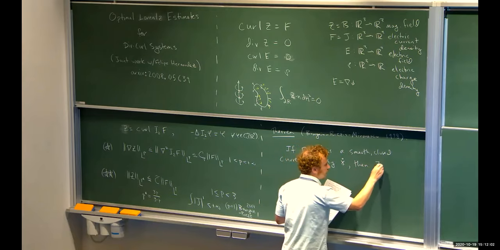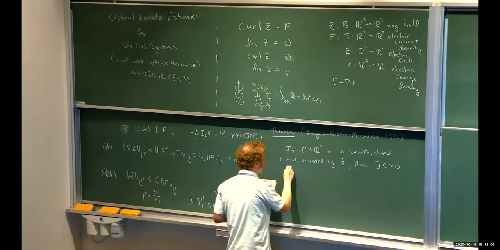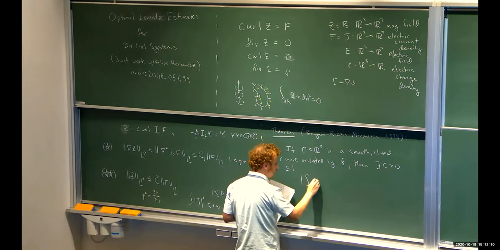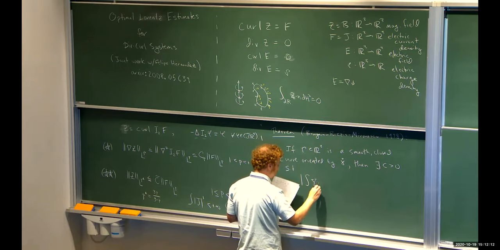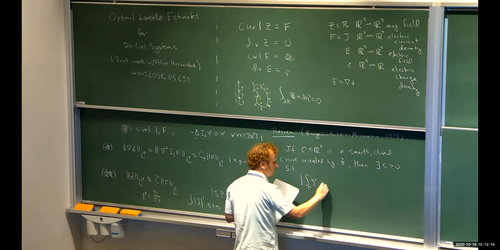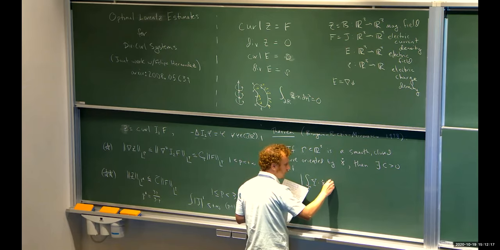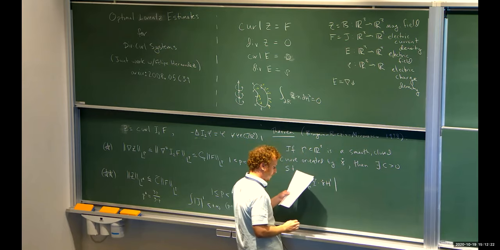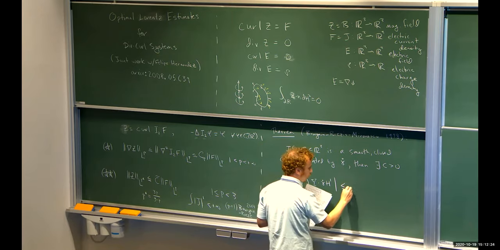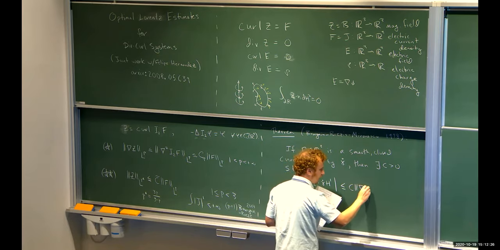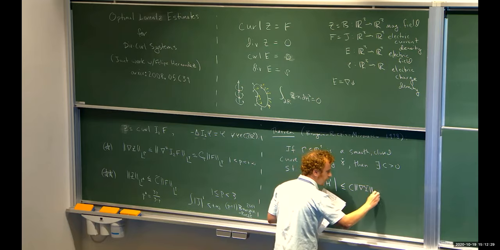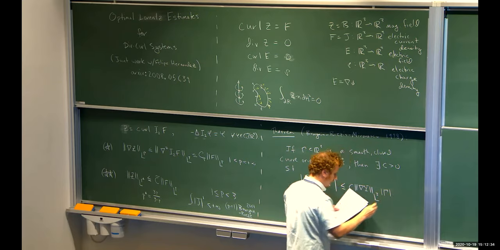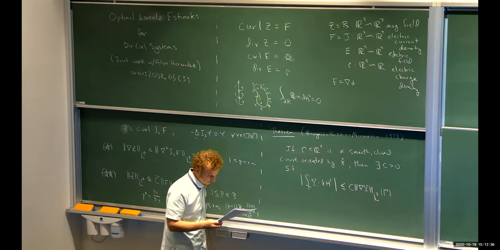Then there exists a constant greater than zero such that the integral of a test function along this curve, with respect to the one-dimensional Hausdorff measure on the curve, can be controlled by a constant times the derivative of the test function, the gradient, in L3. Here we're in three dimensions, so that's the significance of three here, times the length of the curve, gamma.